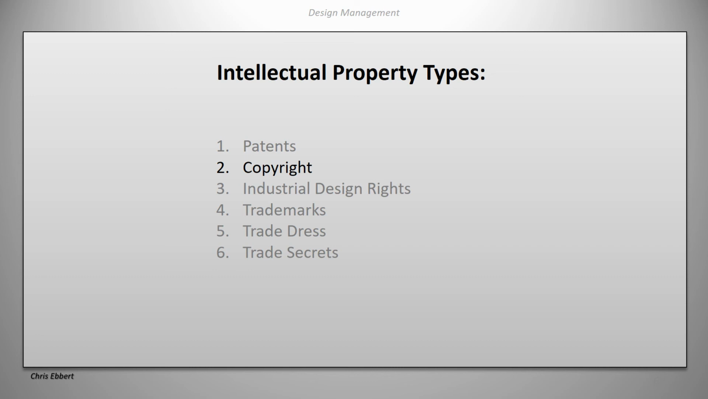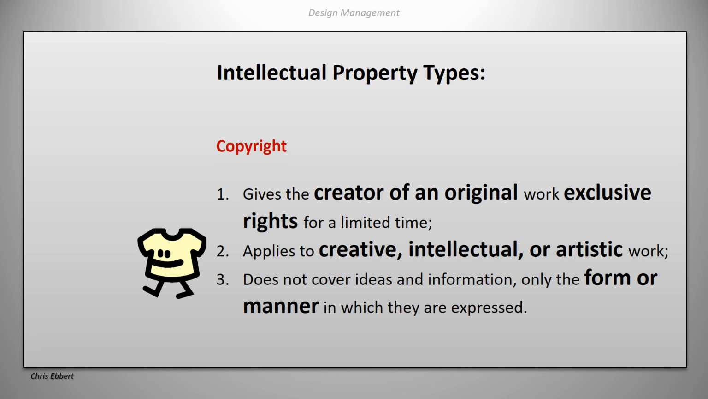Copyright is a different thing. A copyright also gives you the exclusive rights if you are the creator of it, but it is much more suitable for creative, intellectual, or artistic work. And it does not cover ideas. It only covers the form or manner in which something is expressed. So if you know Calvin and Hobbes, for example, you cannot get a patent on Calvin and Hobbes because little boys and stuffed tigers have been perfectly known to mankind for a long, long time. So you can get a copyright, and that will protect that recognizable character, Calvin, the boy, and Hobbes, the tiger, the way they look. But it doesn't mean that little boys and tigers can only be drawn by you from now on, okay?